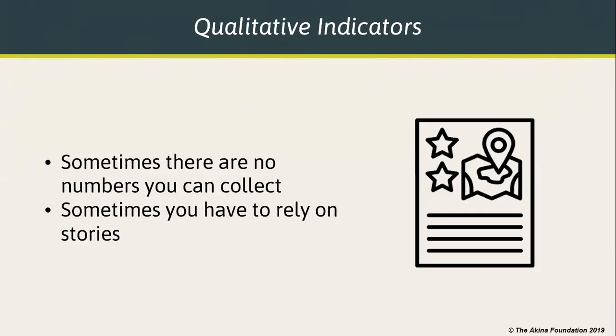Sometimes you have to rely on stories, but sometimes you also want to rely on stories because that's where the richness comes through. The problem with qualitative indicators is that they're harder to compare. It's harder to show change over time, but they do give you a lot more richness than numbers can. So that's why we recommend having both.